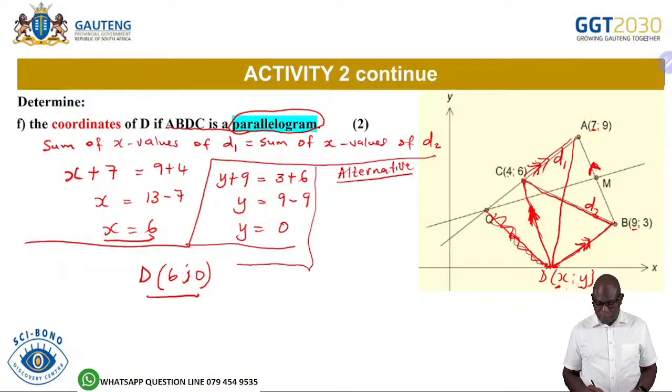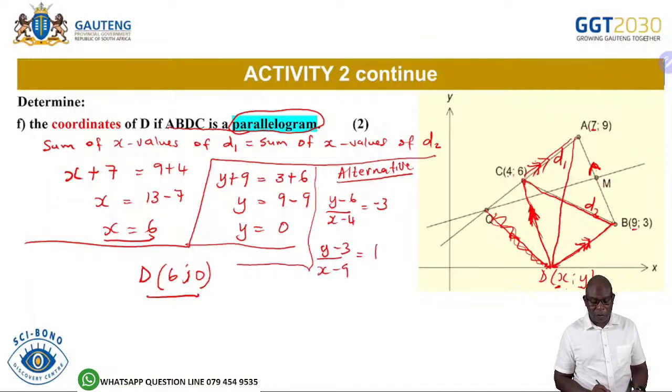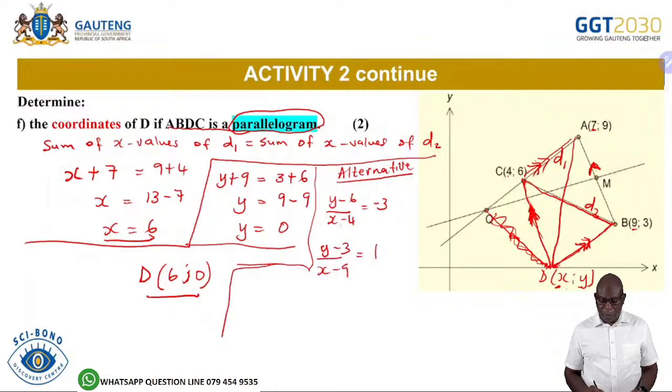So I can then say y minus 6 over x minus 4, with the gradient being negative 3. I think I already got the other gradient. The other one will be y minus 3 over x minus 9, that is equals to 1, because I also got the other gradients. So the gradients of this line I already have. Therefore I'm going to multiply out. One equation that I'm going to get will be y minus 6 equals to negative 3x plus 12.